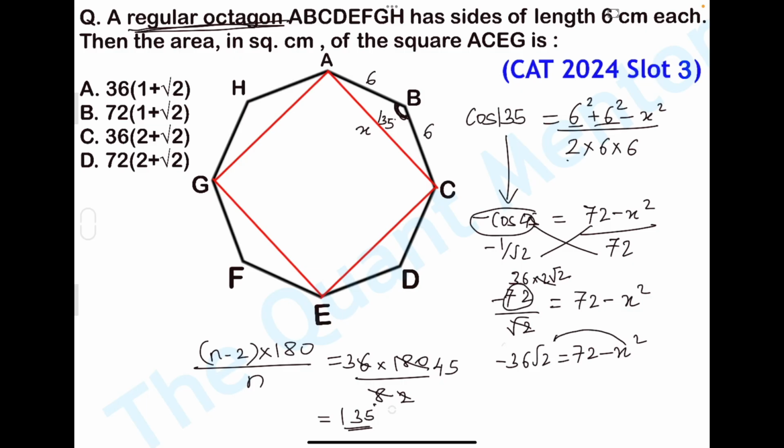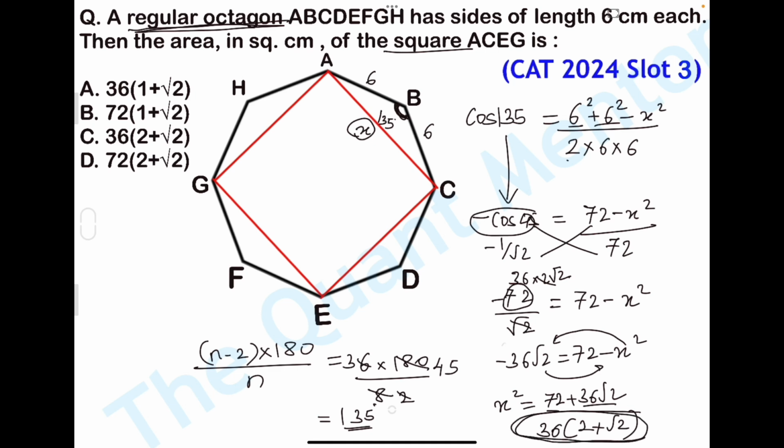So take x square on the left hand side and this term on the right. We will get x square is equal to 72 plus 36 root 2. If I take 36 outside, it will become 36 into (2 plus root 2). ACEG will be a square, also mentioned in the question. AC is x, and x square is the area of the square. So what we have found is the area of the square, 36 into (2 plus root 2). This is very clearly our option C. There are many other ways of getting the answer here, but I find this the most convenient. Very easily we get the answer as option C, 36 into (2 plus root 2).